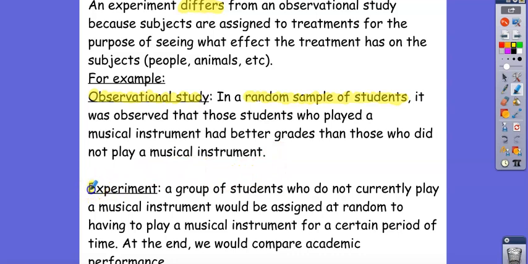Okay, an experiment, however, same type of thing, would be you're going to take a group of students who do not currently play a musical instrument, and they'd each be assigned at random to have to play a musical instrument for a certain period of time. And then at the end, we might compare their academic performance. Do you see the difference between these two? One, I'm just observing. The other one, I'm going to give you some treatment. I'm going to make you try an instrument and observe what happens.